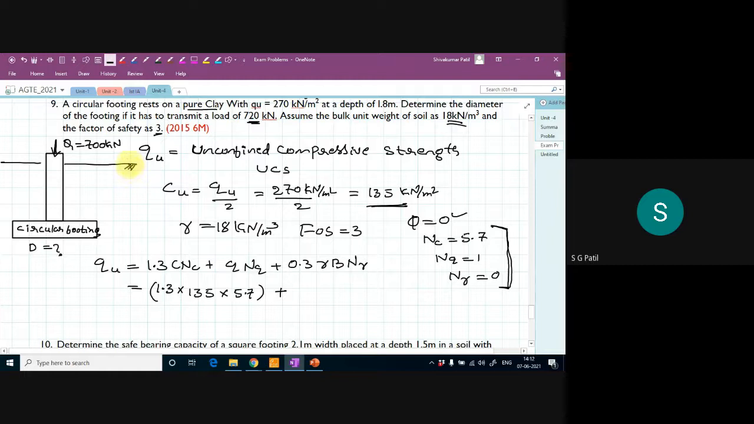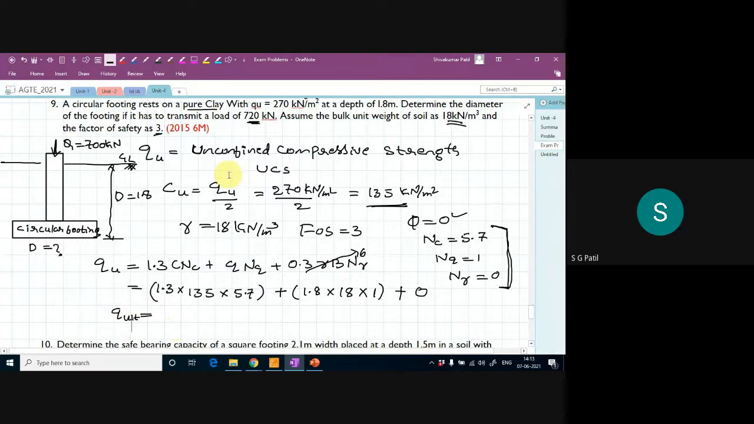This is my ground level. And what is the depth they given? Depth of footing. 1.8 meter, no? Yes. D is equal to 1.8. So 1.8 into the unit weight they given is 18. Okay, so 18 into NQ is 1. Plus the third term anyway is 0 because N gamma is 0 here. Third term is 0. Calculate Q ultimate.